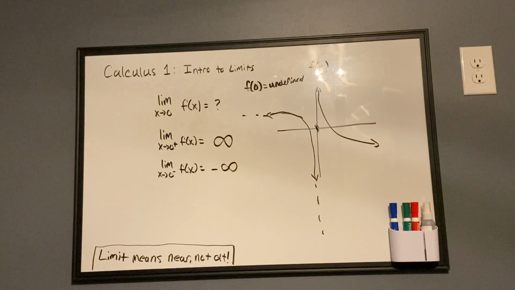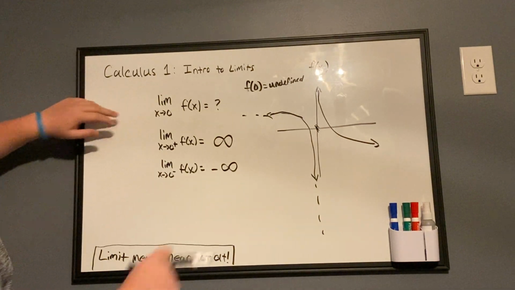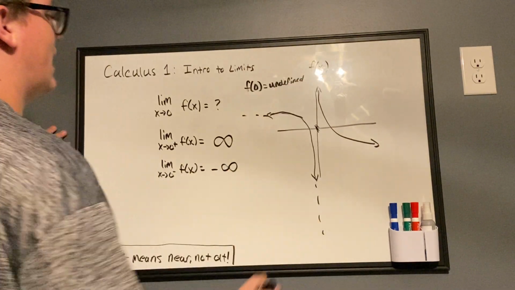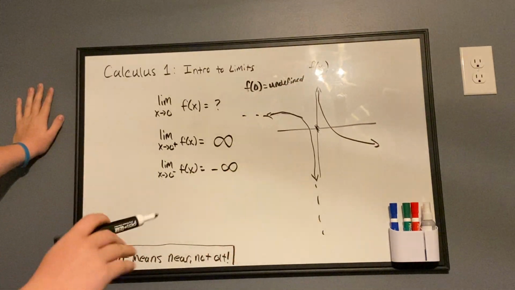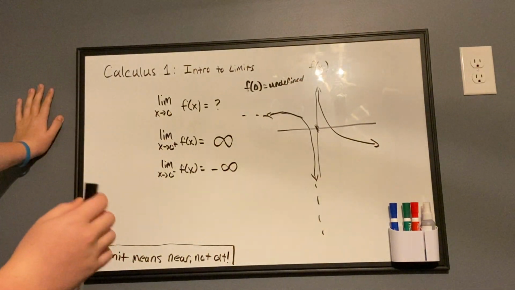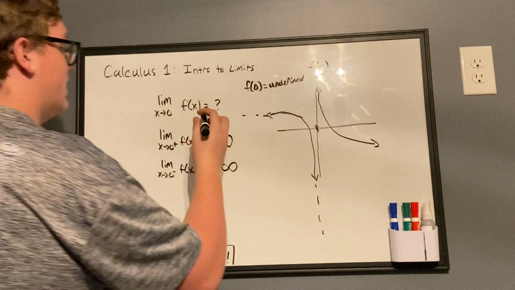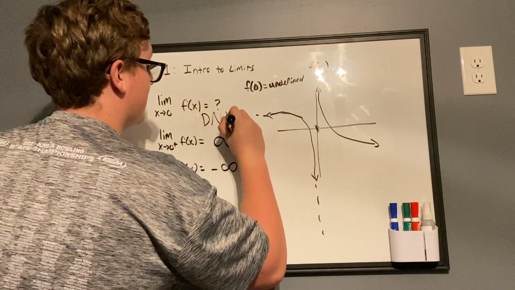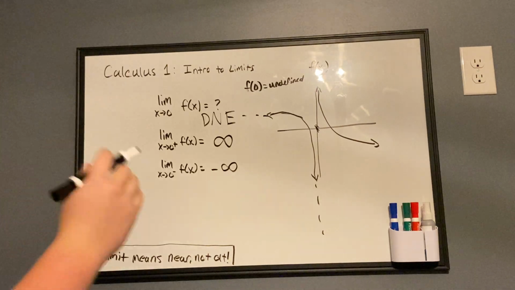That doesn't add up. We can't do that. Because that says that we have no limit here, because your limits going to both sides of this value are completely different. So we can't say that that limit is equal to anything. This limit, d and e, does not exist because you cannot point to a specific value.